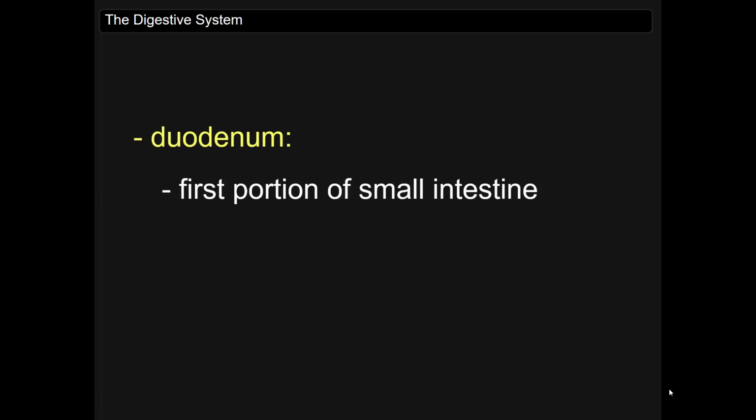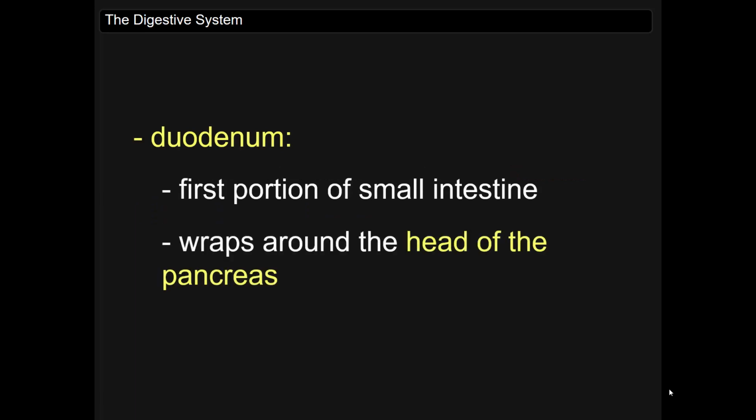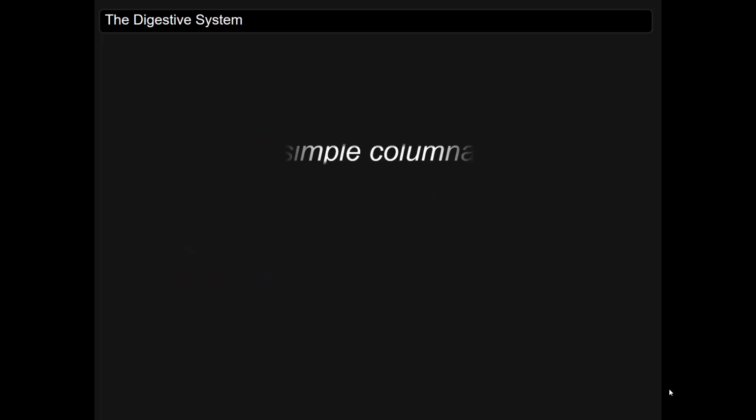So duodenum, again, first portion of small intestine, much shorter than the rest of it, more in the idea of inches long. Where we're going to see it is right off of the stomach, and it wraps around the head of the pancreas, sort of making a C shape. So we're going to look for the C-shaped part of the intestines, again, wrapping around the head of the pancreas.